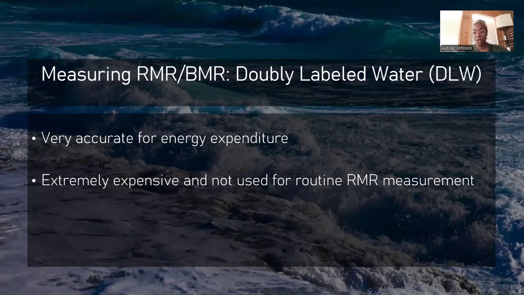Another way to measure resting metabolic rate is using doubly labeled water. This method is very accurate for energy expenditure, but it is extremely expensive and it's not used for routine resting metabolic rate measurement. We're not going to talk about this much here, but if you guys are interested, please reach out to me and let me know in the comments.